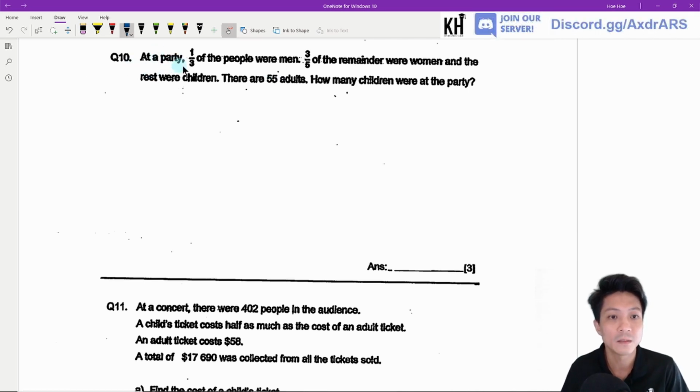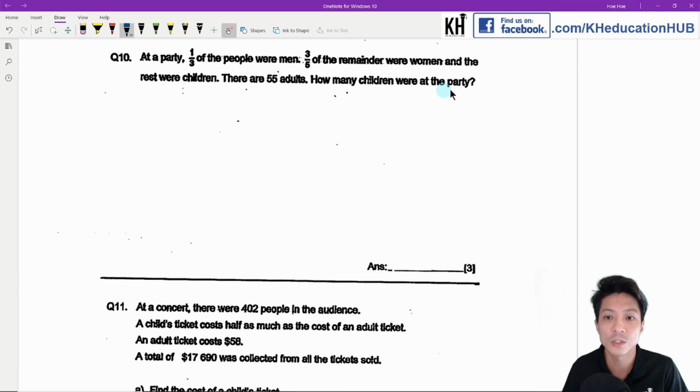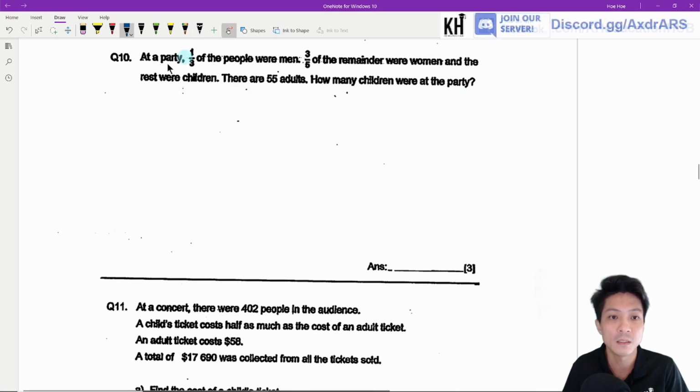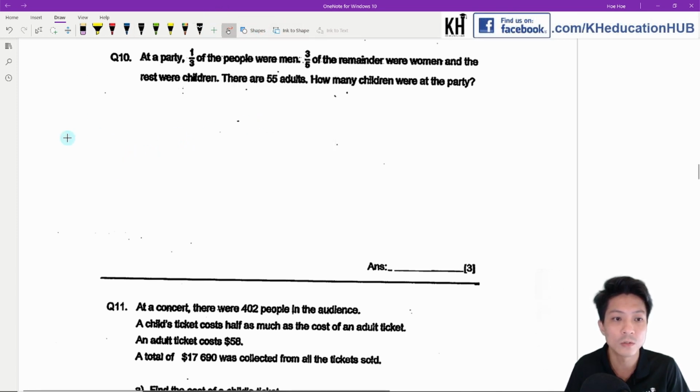Question 10. At a party, 1/3 of the people were men, 3/5 of the remainder were women, and the rest were children. There are 55 adults, so how many children were at the party? This kind of question, either you draw a model or you use a branching method. I think I'll try to draw a model.